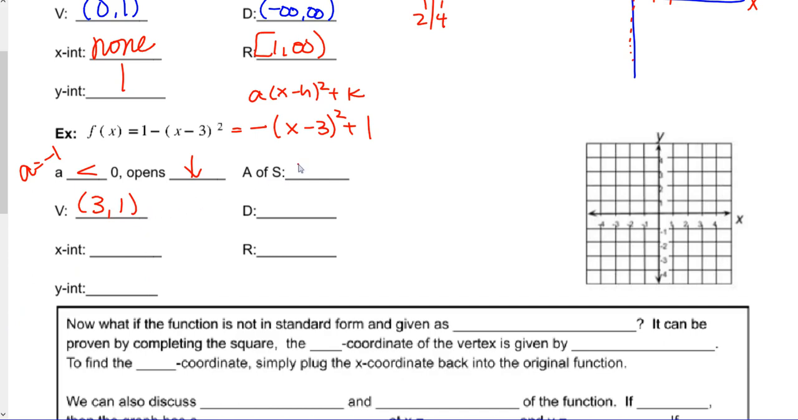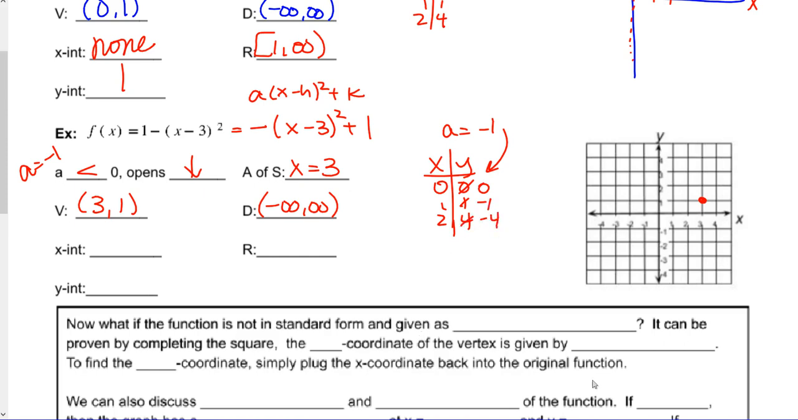The axis of symmetry is always x equaling the x-coordinate of your vertex, which is 3. The domain is always going to be negative infinity to positive infinity. So now let's go ahead and graph 3, 1. That gives me this guy. And of my values, 0, 0, 1, 1, 2, 4, a here is negative 1. So that's what you want to multiply all of these by to get the new values that I need in order to locate those points.